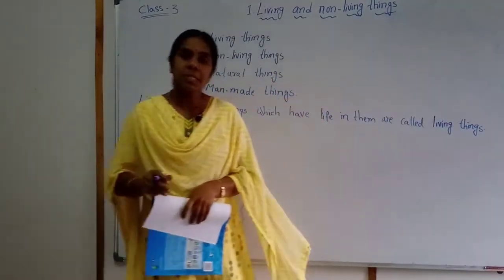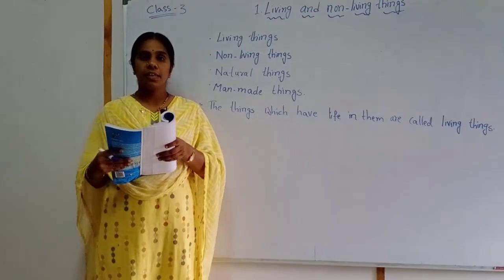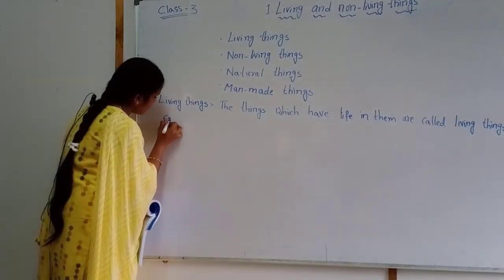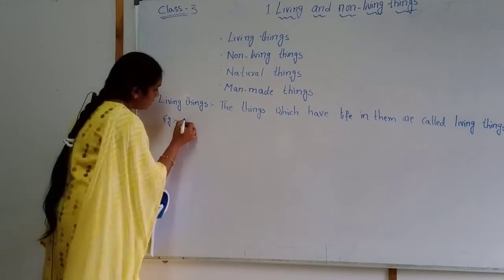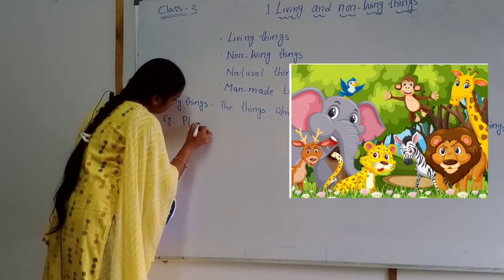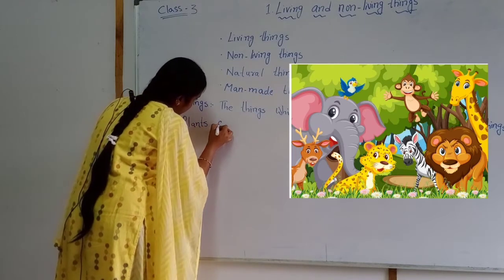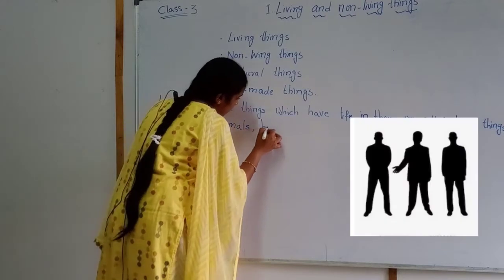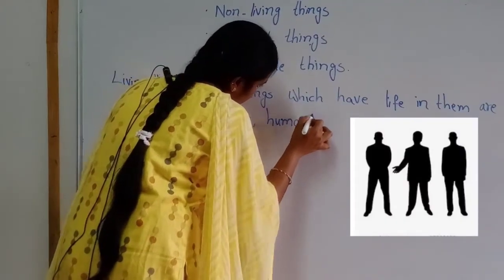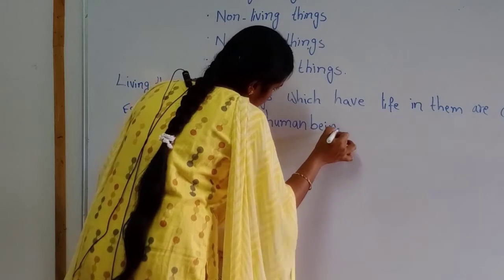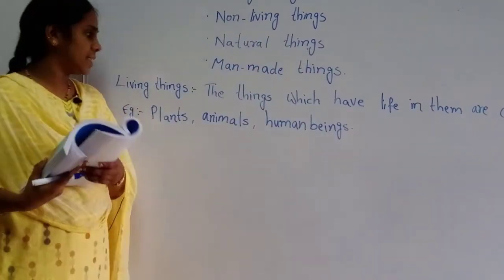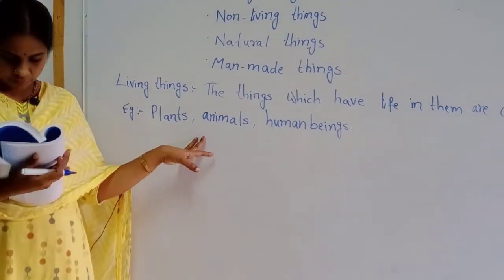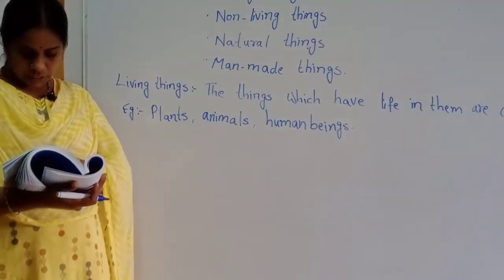Tell me some examples of living things, children. Plants, animals, human beings. These are the examples of living things. Okay?